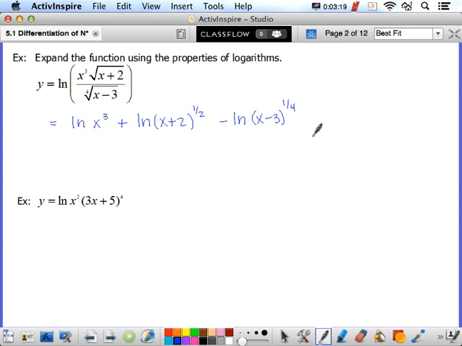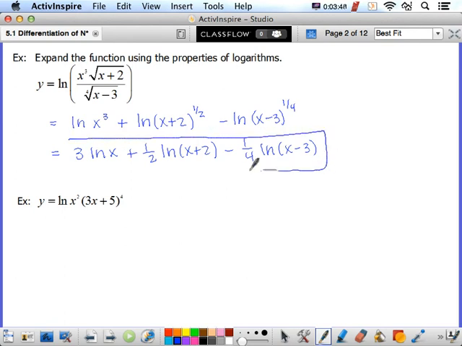The final step is to apply the power property and bring your exponents down and make them coefficients. So this would be 3 natural log of x plus 1/2 the natural log of x plus 2 minus 1/4 the natural log of x minus 3. And that is what we mean when we say fully expanded. Split it using addition and subtraction, and then rewrite your exponents as coefficients. So I'll let you guys try the second one.